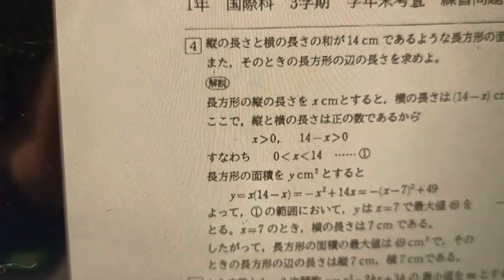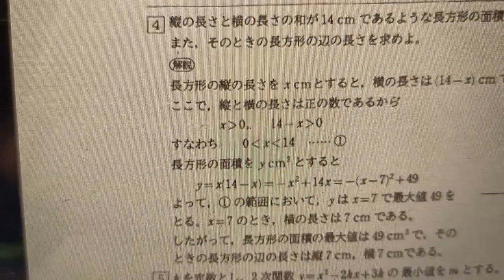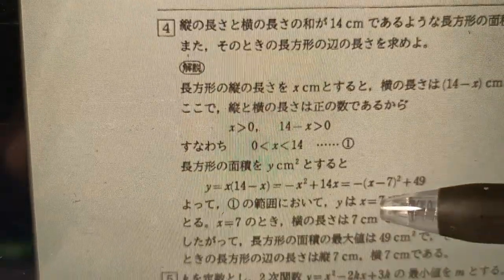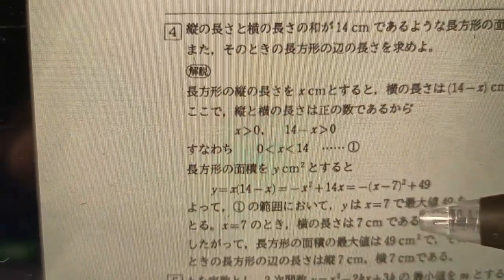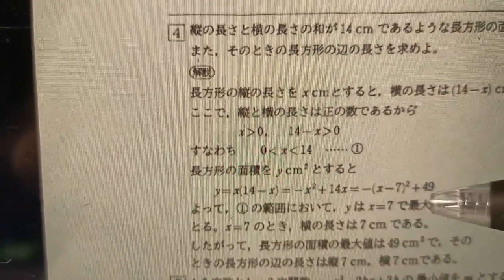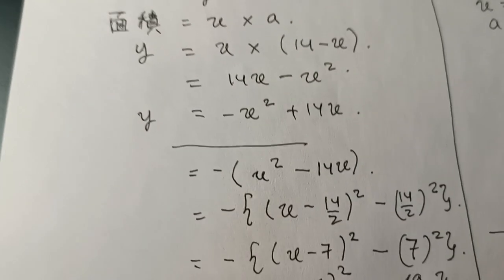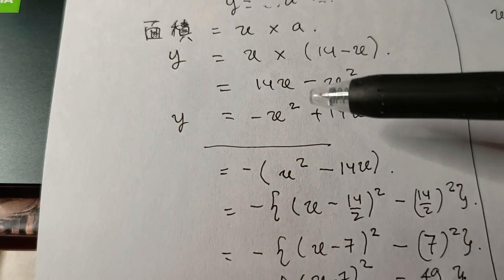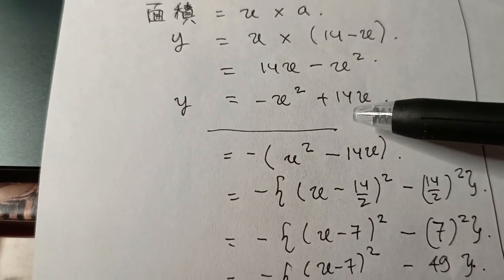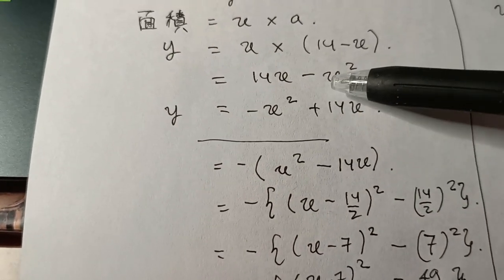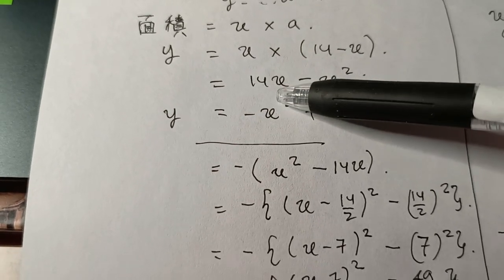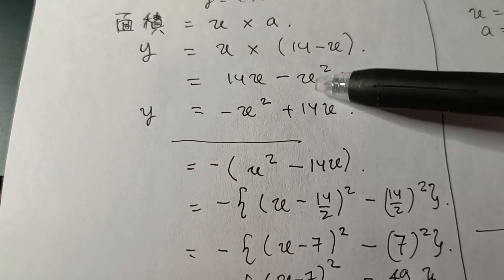Equal to minus, in the bracket, x minus 7 squared plus 49. How can you get this? That's the question. Hold on a minute, I'll explain. Okay, so this is my answer, right? The same. At first 14x minus x squared.